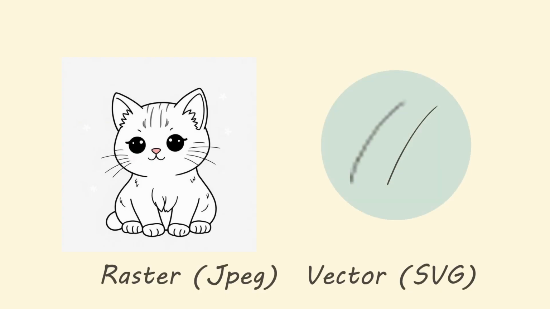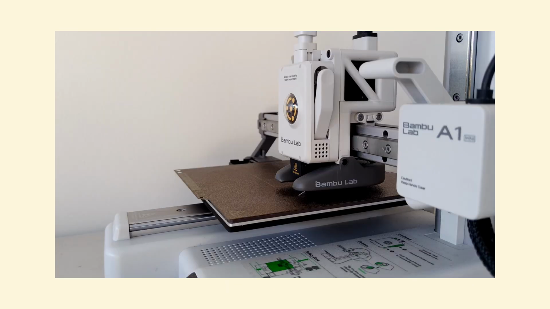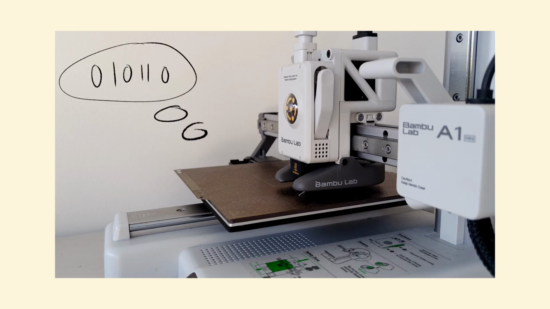So once we have an image that we're happy with, we'll need to convert our raster image made of blocky pixels into vectors, effectively from JPEG to SVG. This is because our little clanker friend doesn't understand pixels, but does understand XYZ coordinates.